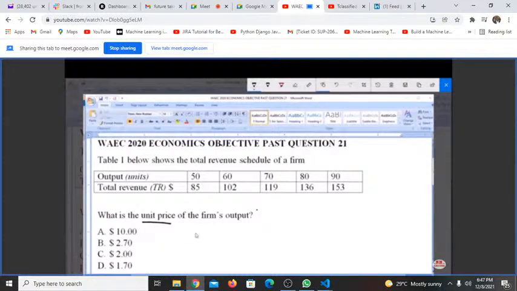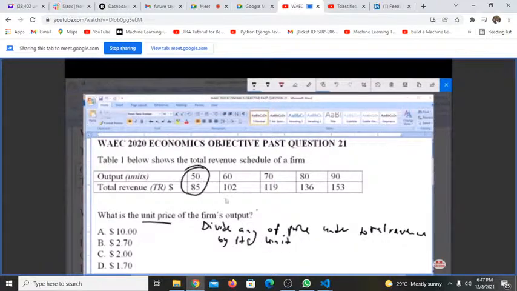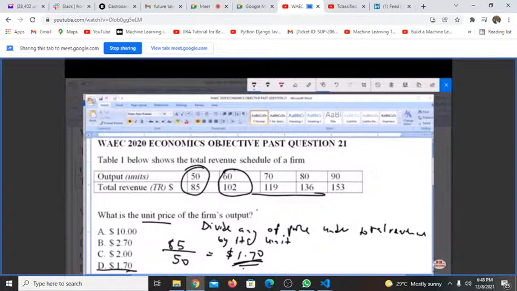Now, to get unit price is what we are trying to calculate. And to get unit price, what you do is to divide any of the prices given to you under total revenue by its corresponding unit. So for example, if I were to take these two, in order to get the unit price, we would divide the total revenue of it, that is 85, divided by 50. And if you do that, what it will give you is $1.70. Now, it will also give you the same value if you do for all of them. So it is a constant value, $1.70. $1.70 is option D and is the correct answer to this question.